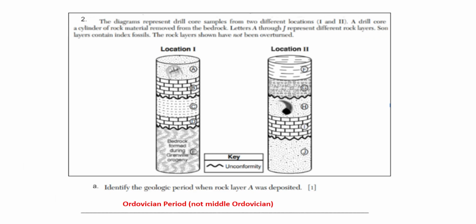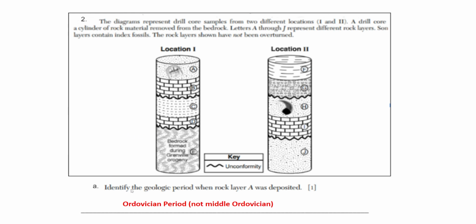So question number 2A is showing that the diagrams represent drill core samples from two different locations, 1 and 2. Drill core samples are basically a device that we use to drill into the earth and take out cores of the earth, kind of like this almost. And that helps us see the layers of the earth to figure out how old the rock layers are. So it's basically taking out a cylinder of the sedimentary rock layers to figure out the ages of the rock layers.